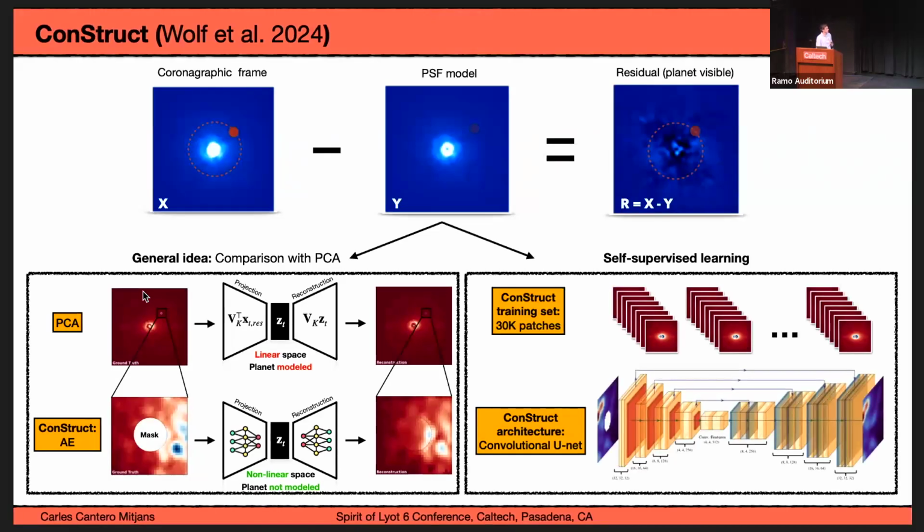It's self-supervised learning, of course, and Construct is using E2E data, about 30,000 patches as a training set. And it's using an autoencoder architecture called a convolutional U-Net. I don't want to enter into details here about how the U-Net is working and why we have these skip connections, but if you have questions, we can talk about that.